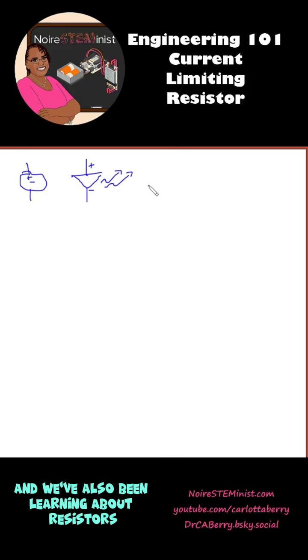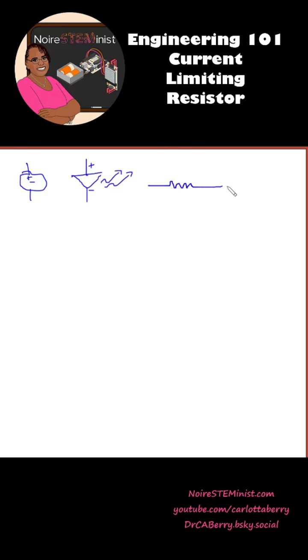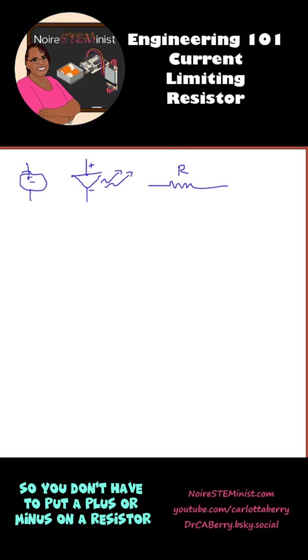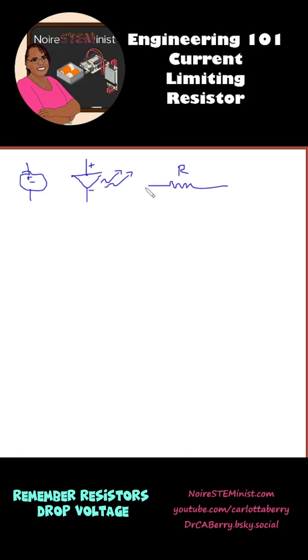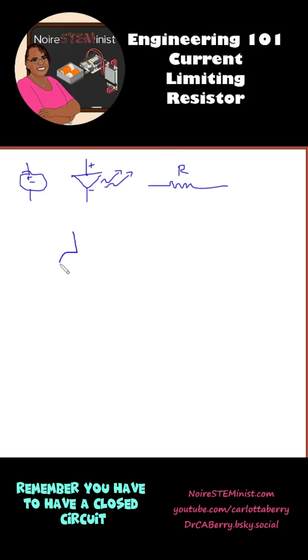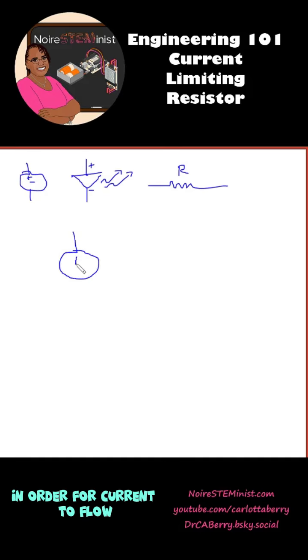And we've also been learning about resistors, and this is the symbol for a resistor. A resistor doesn't have a polarity, so you don't have to put a plus or minus on a resistor. Remember, resistors drop voltage. So for the circuit that we have, remember you have to have a closed circuit in order for current to flow.